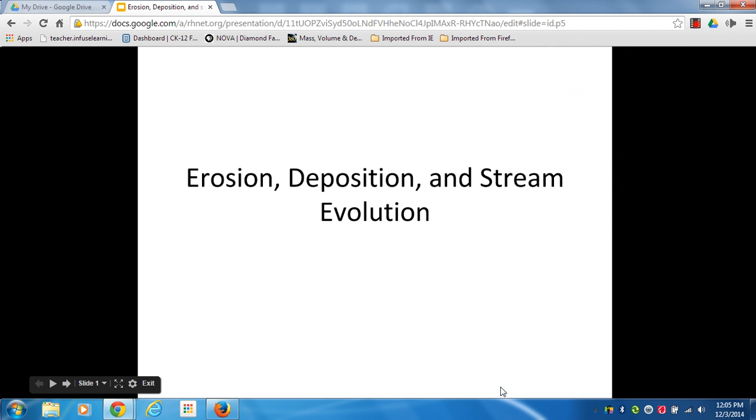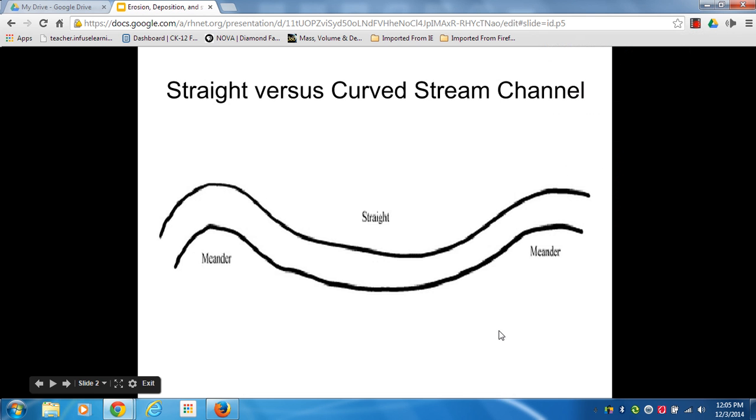In this video, we're going to be discussing erosion and deposition in a stream and how that might change the stream over time. So first, let's discuss the differences between a straight channel and a curved channel. So we see a stream here, and we see that there is a straight portion where there is no curve, and then we see a meander in a stream, and that's basically just the portion that's curved.